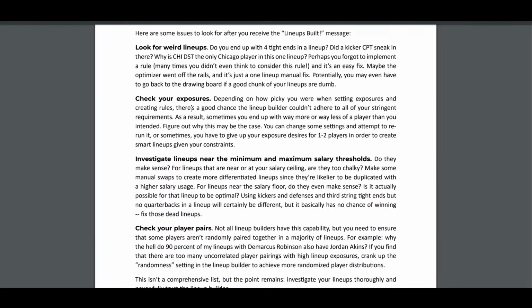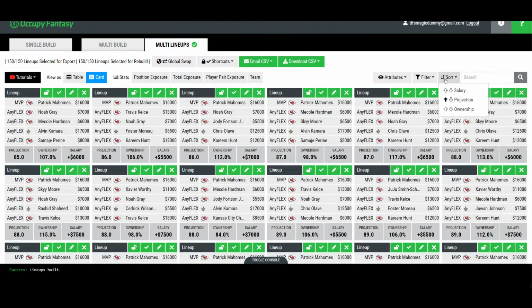While we're thinking about that, right? So we're going to look for these weird lineups. We'll get them out of there, right? And then we're going to look at the lineups near the minimum maximum salary thresholds. This is kind of similar on the minimum end for looking for weird lineups, but the maximum end is a much different story for what we're looking for. Let's go back. All right, now the worst projected lineups.